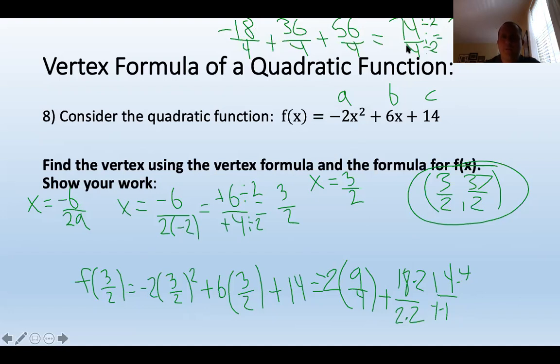The last step is to reduce the fraction. So we divide by 2 on the numerator and denominator because 2 is the greatest common factor. 74 divided by 2 is 37. 4 divided by 2 is 2. So 37 over 2 represents the y-coordinate of the vertex. So the vertex is 3/2, comma, 37 over 2.